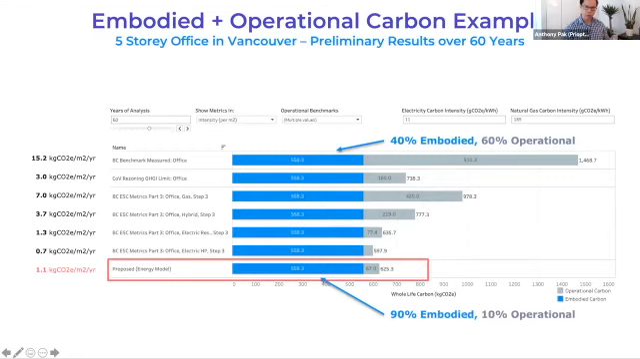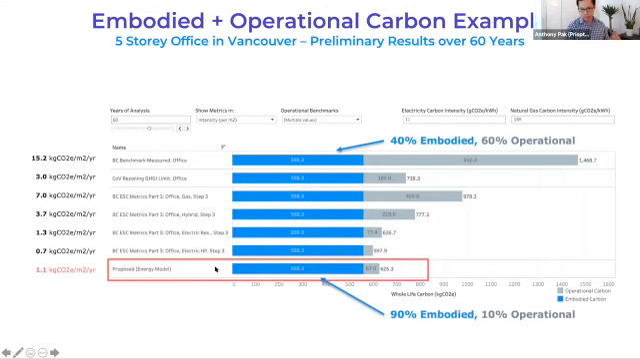If we pull these two pieces together, this is a current project that I'm working on, so these are just preliminary results. As an example, the baseline for this 5-story office building is around 558 kilograms of CO2 per meter squared. If you compare that to different operational metrics over 60 years of operation, using the measured GHGI numbers that I showed you earlier, then embodied is about 40%, and 60% for the operation.